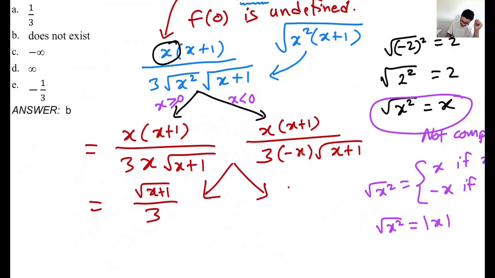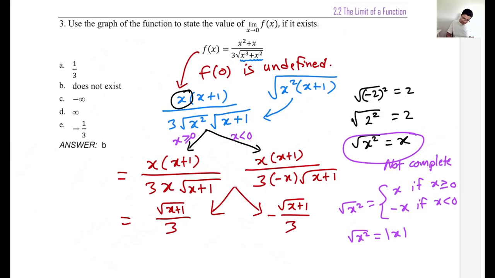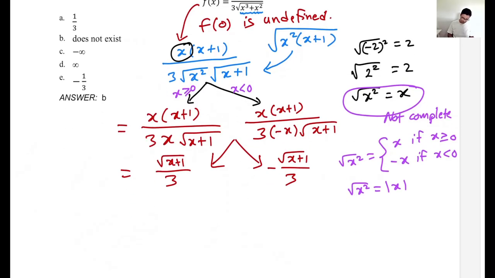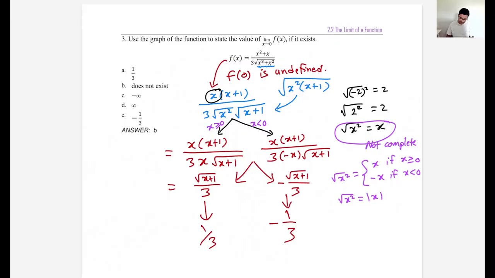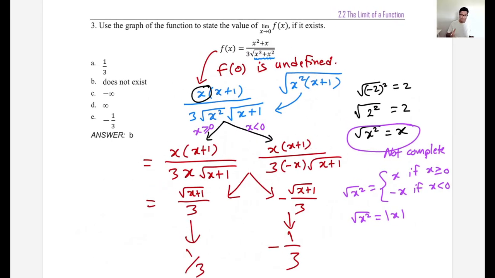Root x plus 1 over 3, or negative of root x plus 1 over 3, right? You get these two different expressions, and as x approaches 0, that will be either 1 over 3 or negative 1 over 3. That's my analysis here. And because the two-sided limits are 1 over 3 and negative 1 over 3, your limit does not exist. So answer option will be B.